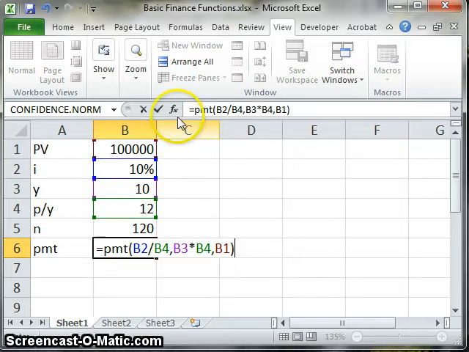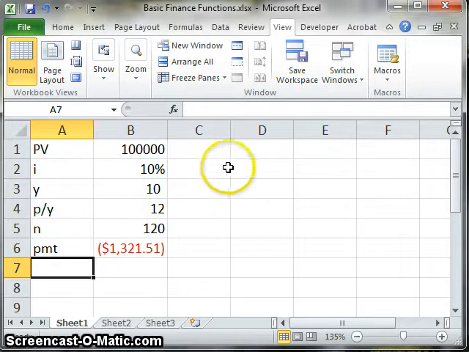And when I either click the checkbox here or press enter on my keyboard, it's going to give me the result, which is going to be a negative number, and it's going to be the monthly payment for this $100,000 loan or $100,000 present value, and that's $1,321.51 per month.